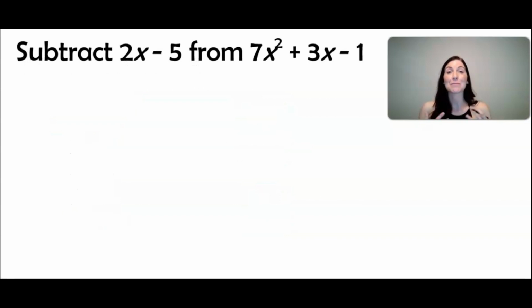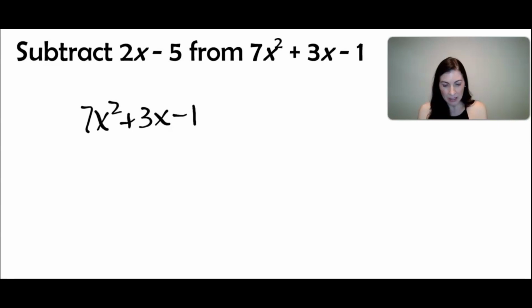Okay, let's look at the next one here. What if I had to subtract 2x minus 5 from 7x squared plus 3x minus 1? A common mistake is the subtraction part of it. So if I need to subtract 2x minus 5 from this polynomial, let's start with 7x squared plus 3x minus 1 minus. Now, I am subtracting the quantity 2x minus 5, so the key step here is to use parentheses.